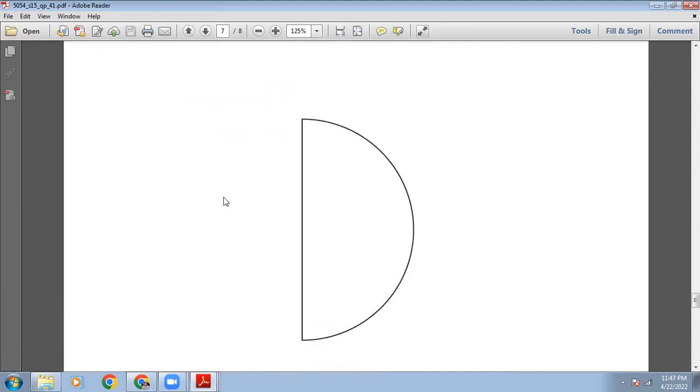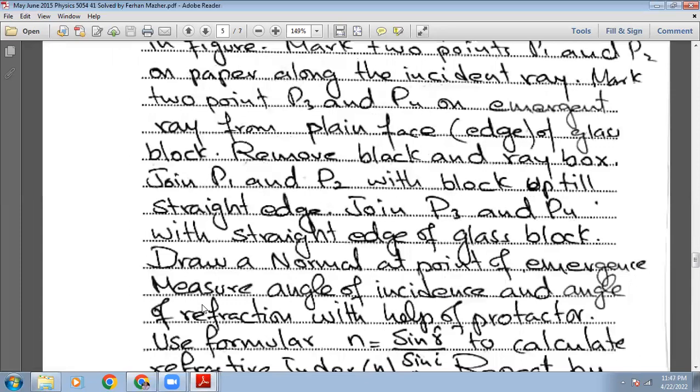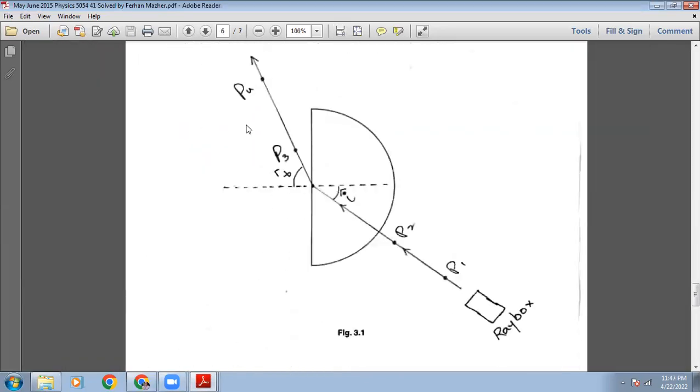So basically what we will do, we will take a white paper and we will fix that white paper on a drawing board, let me show you, so that the white paper cannot move.